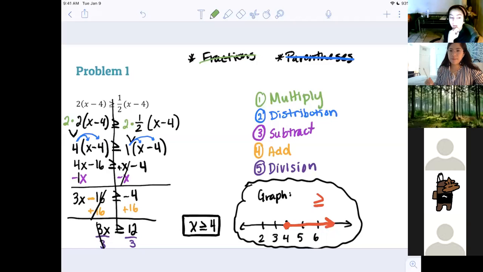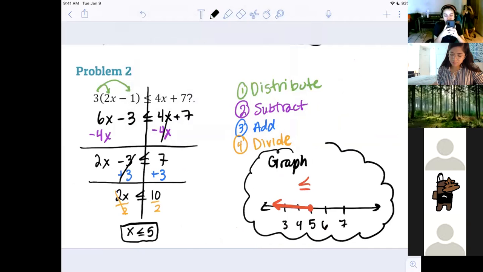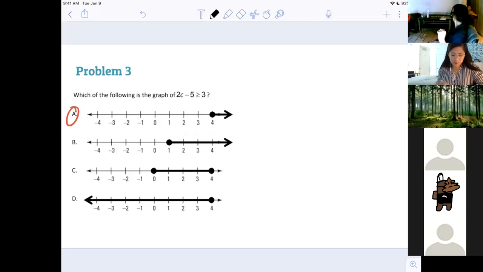Okay. Number 2. Look through it. Let me know if anyone has any quick questions. Take a picture if you would like to, because it's always good to go back and study it. All right. Number 3. Answer choice was A.